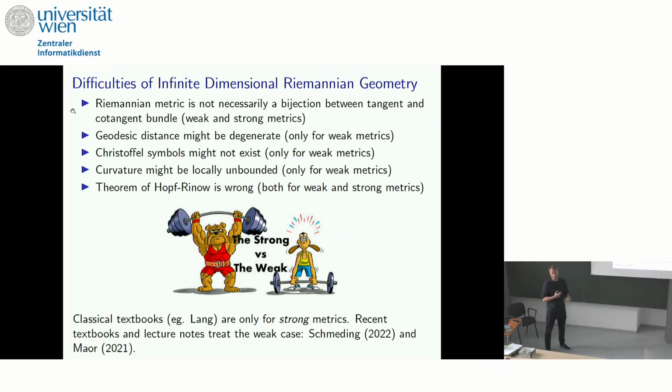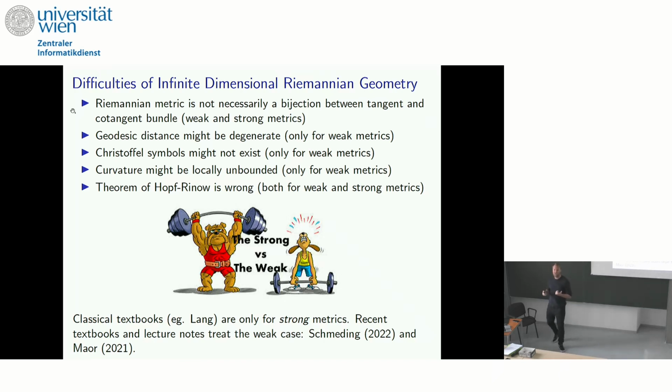Furthermore, the geodesic equation and the Christoffel symbols might not even exist, and we have seen some of these examples implicitly in Klaas's talk, but I don't think he emphasized it, and I will try to show you something about this. And furthermore, and this is a little bit connected to the geodesic distance, or we believe it might be connected to the geodesic distance, the curvature might be locally unbounded. What do I mean with locally unbounded? I mean that on a specific tangent space, I might have unbounded curvature. And also this is only for weak Riemannian metrics.